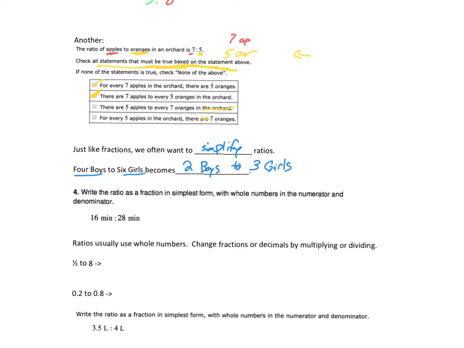Okay, so question 4 here. Write the ratio as a fraction in simplest form with whole numbers in the numerator and denominators. It's another key point, whole numbers, and we'll get to that. So we have 6 and 28. So we could divide them both by 2.